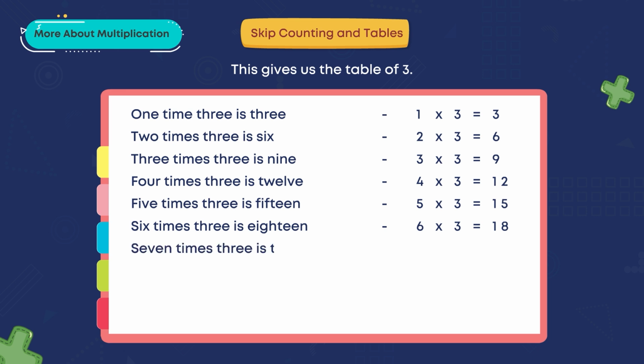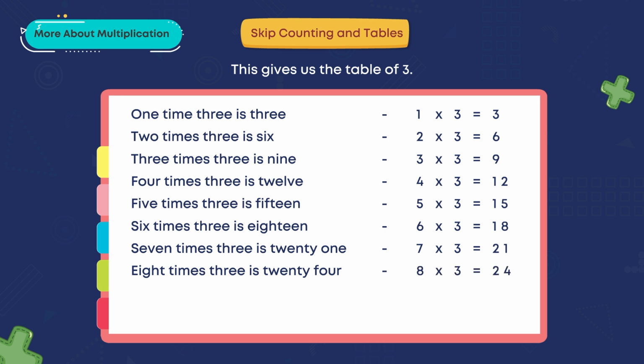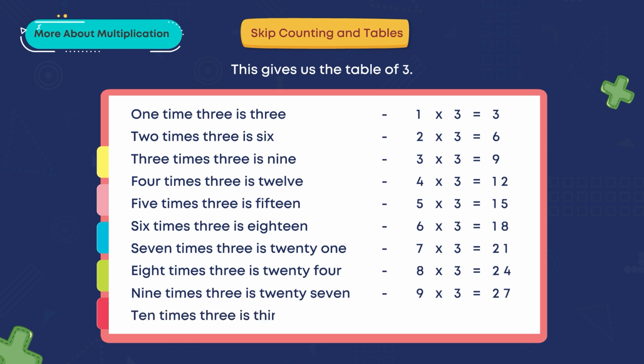7 times 3 is 21. 8 times 3 is 24. 9 times 3 is 27. 10 times 3 is 30.